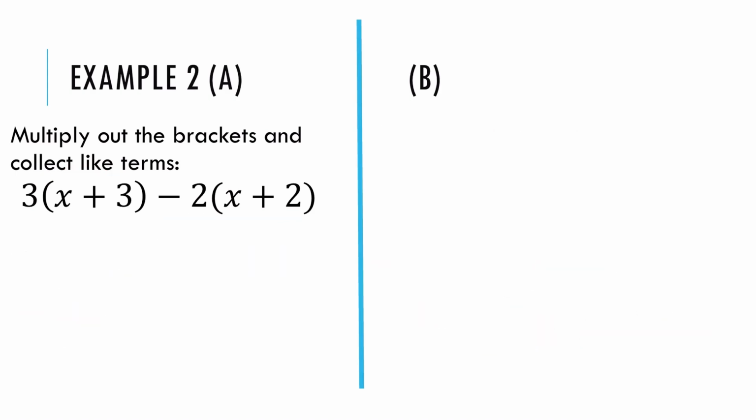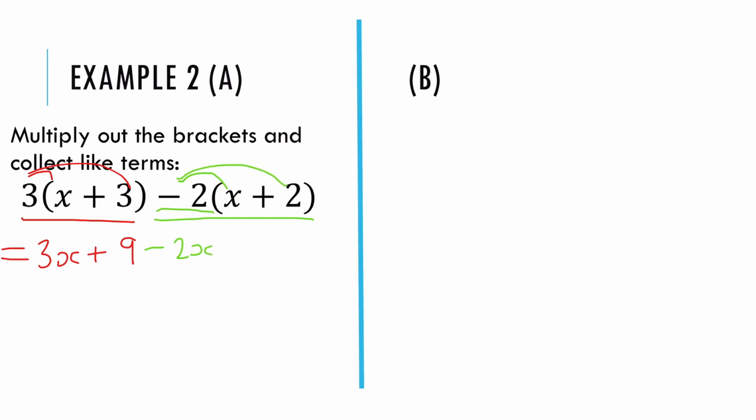Okay, example 2. So we're going to begin by multiplying the first bracket by the 3. 3 times x is 3x. 3 times positive 3 is positive 9. We are now going to multiply the second bracket by a negative 2. So be careful because this is a negative, so it's going to change the signs. Negative 2 times a positive x is a negative 2x. Negative 2 times a positive 2 is a negative 4.